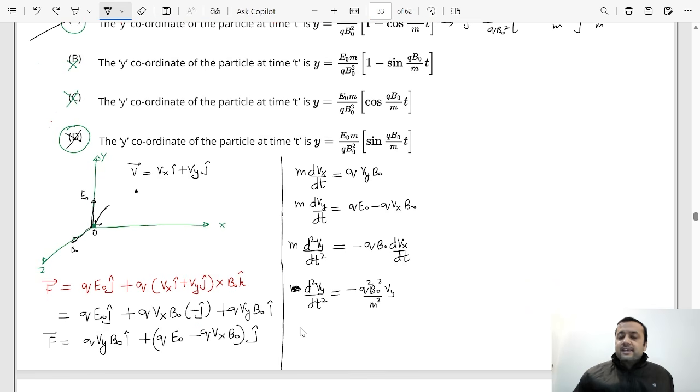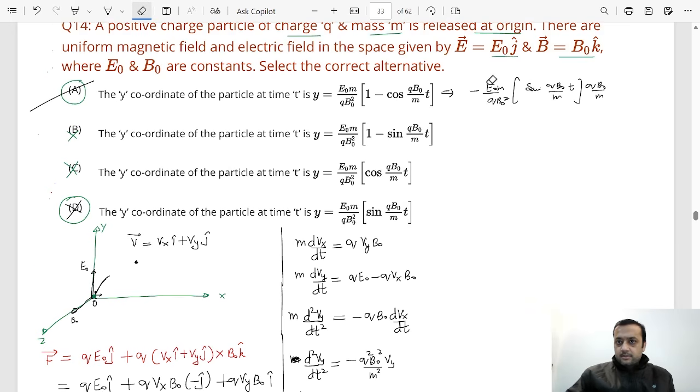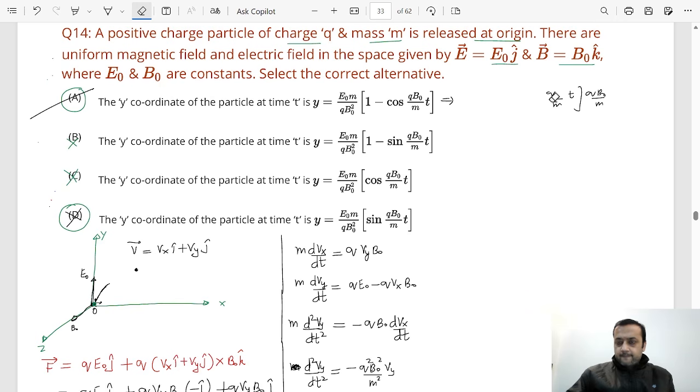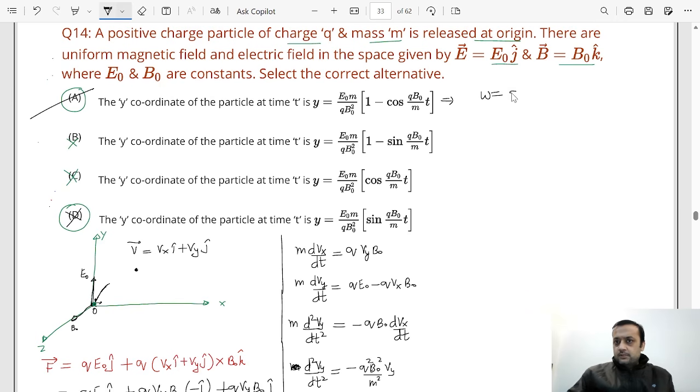That means vy will follow a sinusoidal function. So vy will be vy maximum, the maximum possible value of vy, the maximum velocity in the y direction, into sine of omega t plus phi. The square root of this quantity will become omega, since you can treat it like omega square. So basically omega becomes q B naught by m. Omega is q B naught by m, that is the value of omega.